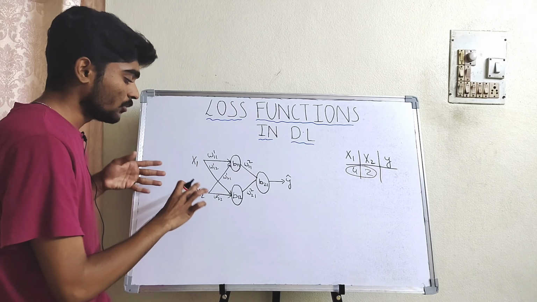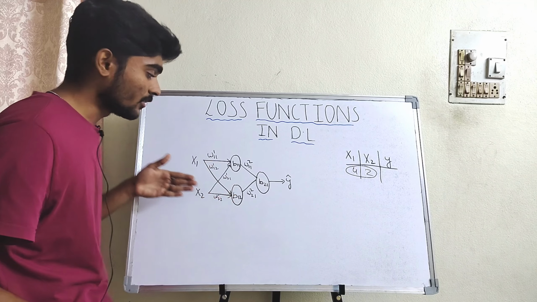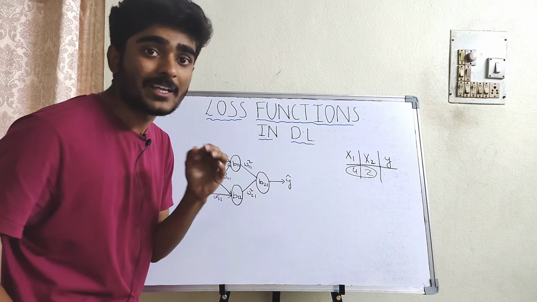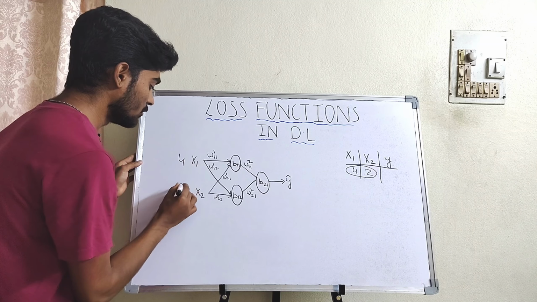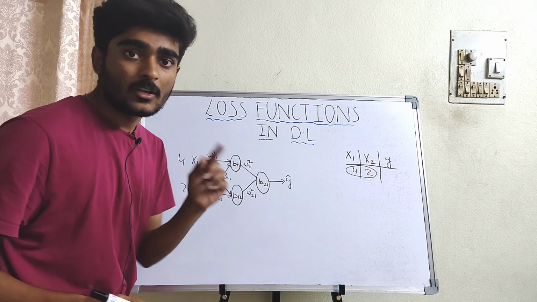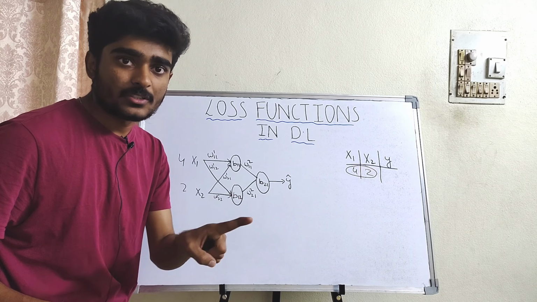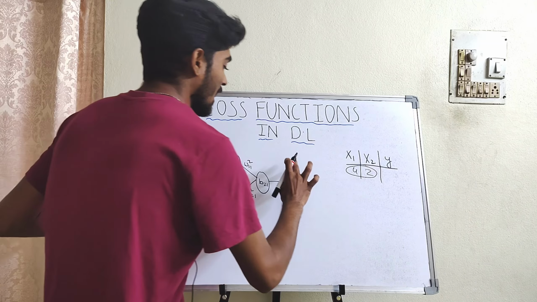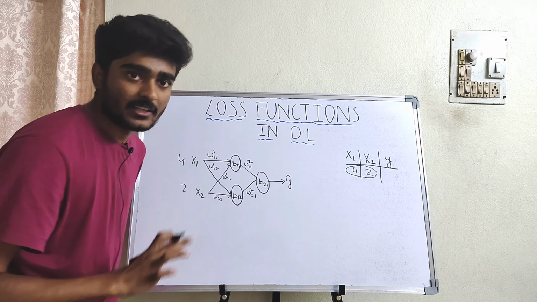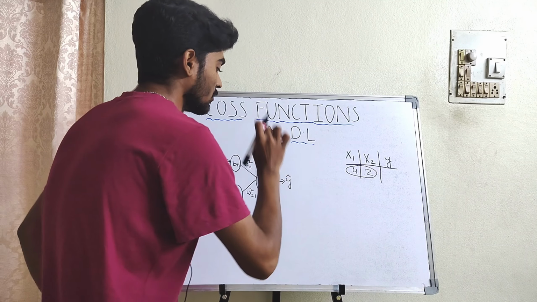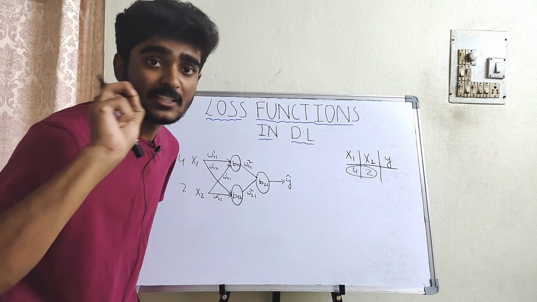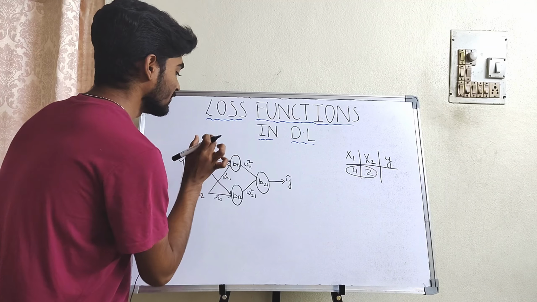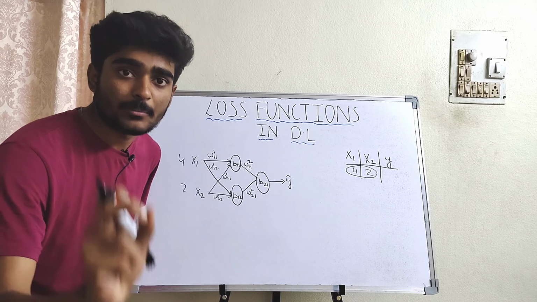Now this 4 and 2 will move through this neural network by linear transformation, and the output y hat is calculated at the output layer. But at the initial stages of training, these weights and bias parameters are randomly assigned.